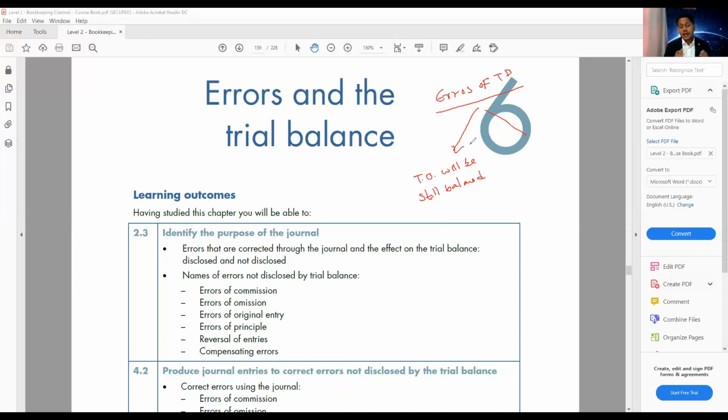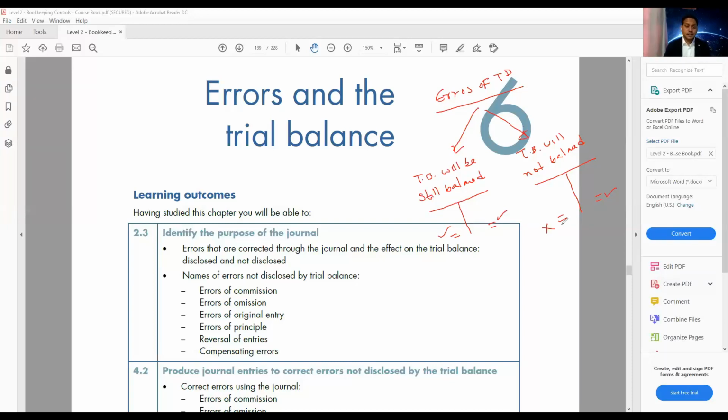Even though there is a mistake, even though there are some errors, my trial balance will still match. But there are other errors because of which my trial balance will not be matched, so the TB will not balance. The debit side will say something and the credit side will say something else, and they will not match.